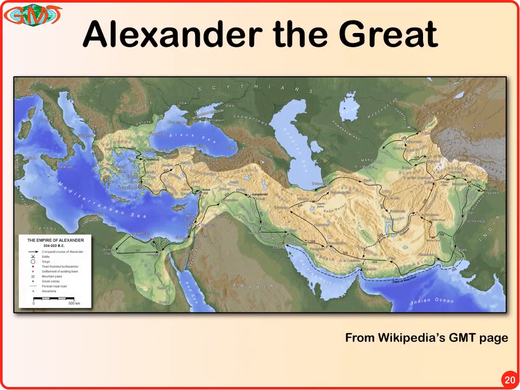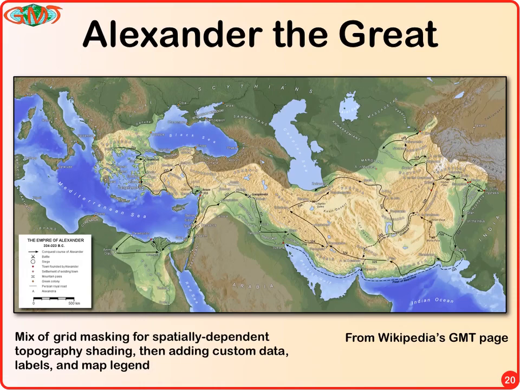What's Alexander the Great doing here? Well, we find that although GMT is used widely in the Earth and ocean and sometimes space sciences, it's also used by all kinds of people. We get email from these people, and they show us these things. And this is a person who's working on historical maps of Alexander the Great's empire. And this is a GMT map where there's a combination of spatially dependent topography shading, highlighting his empire. And then there's custom data of where these things happened, custom symbols that identify battle scenes and so on. And this is all then generated with GMT. This is from the Wikipedia GMT page, which is something we don't maintain at all.